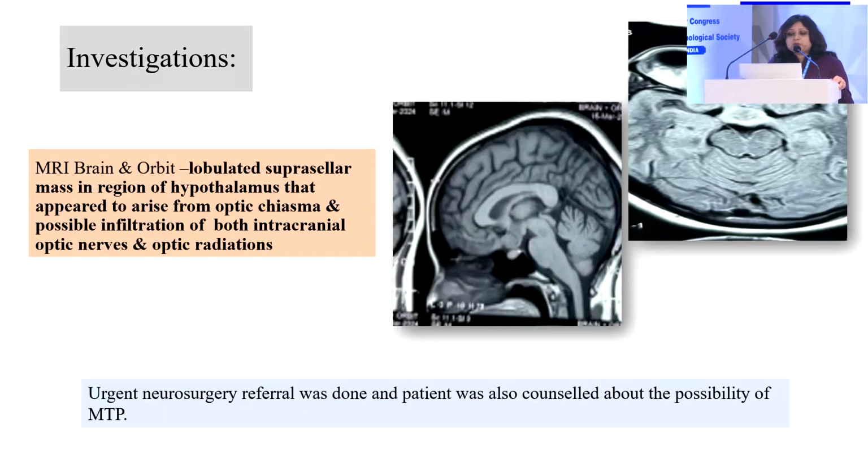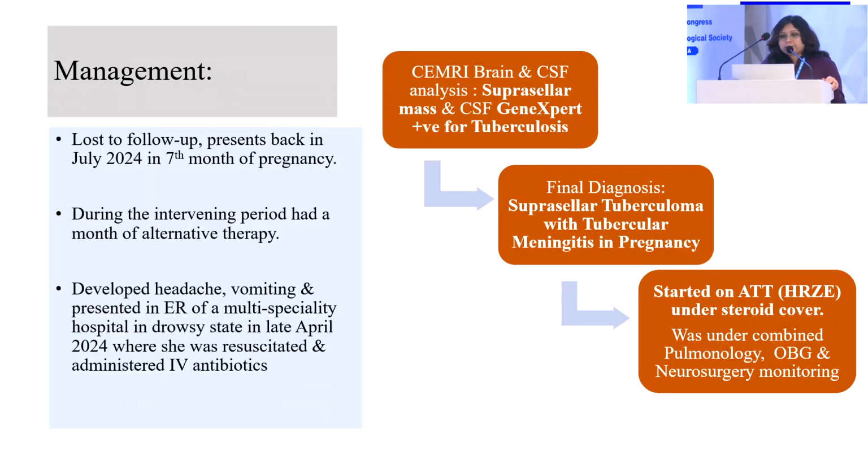which revealed a lobulated suprasellar mass in the region of the hypothalamus that appeared to arise from the optic chiasma, with possible infiltration of both intracranial optic nerves and optic radiations. So an urgent neurosurgery referral was done, and the patient was also counseled about the possibility of an MTP. Management: she was lost to follow-up, but presented back in July 2024 in the 7th month of pregnancy.